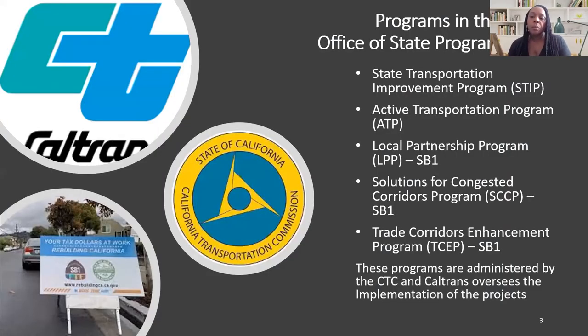So to start, here are the programs within the Office of State Programs, which are administered by the California Transportation Commission and that follow the timely use of funds policy. And those are the State Transportation Improvement Program, or STIP, the Active Transportation Program, or ATP, the SB1 programs, which are the Local Partnership Program, or LPP, the Solutions for Congested Corridors Program, or SCCP, and the Trade Corridors Enhancement Program.